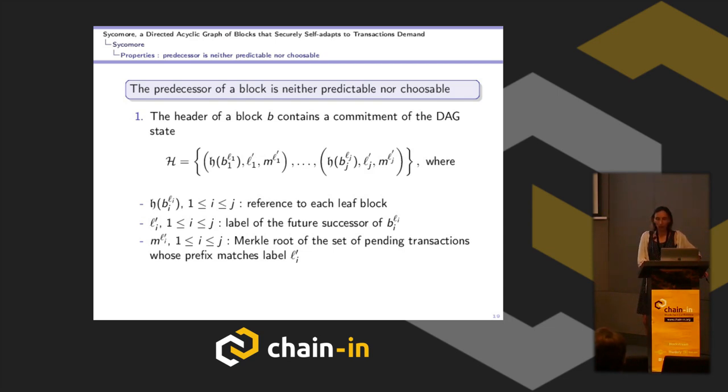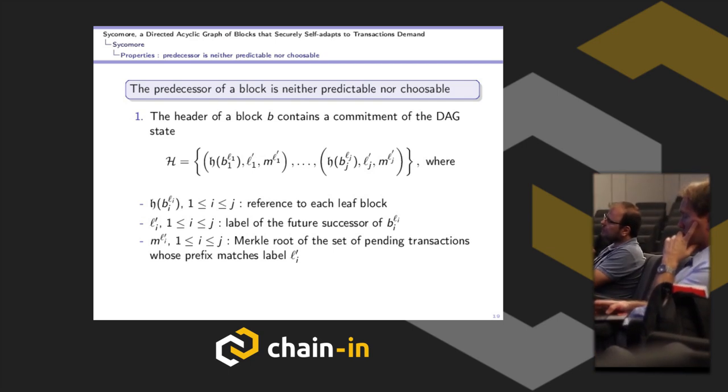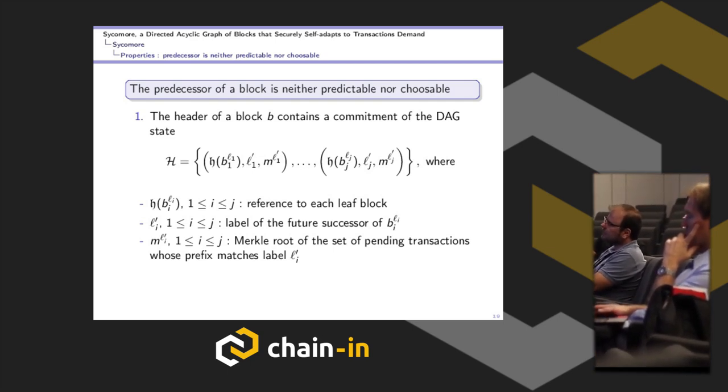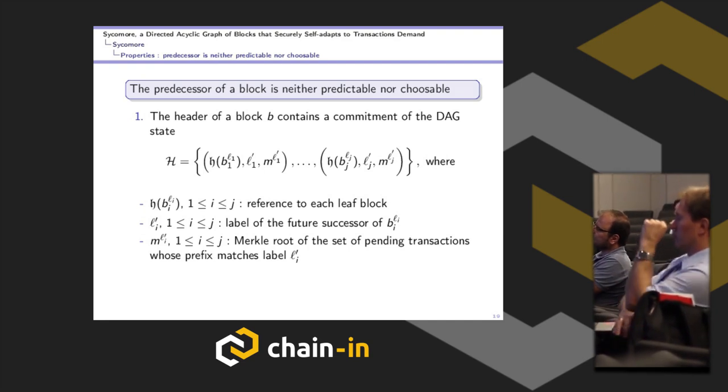If this leaf block is a regular block, then the label L1 prime will be equal to L1. If this leaf block is a splittable block, you will have two such tuples, one where L1 prime is equal to L1 concatenated with 0, and the other one concatenated with 1. And if it's a mergeable block, you will have the same thing: the label of the leaf block, and the label of the next block that should be appended to it, which will have the same label except for the last digit.